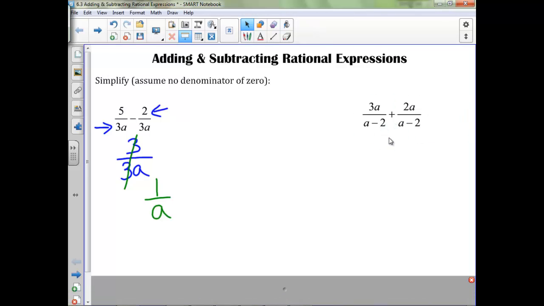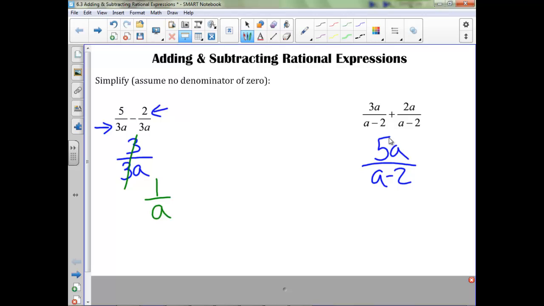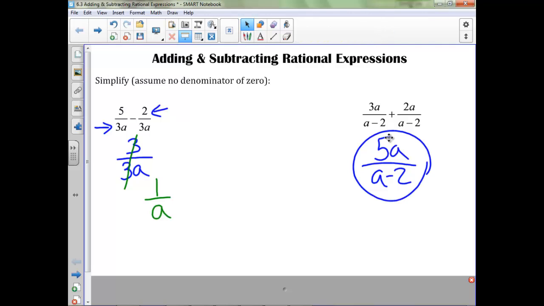Same idea here. Notice they already have a common denominator of a minus 2. So 3a plus 2a is 5a over a minus 2. Notice we cannot simplify that anymore. So that is our answer.